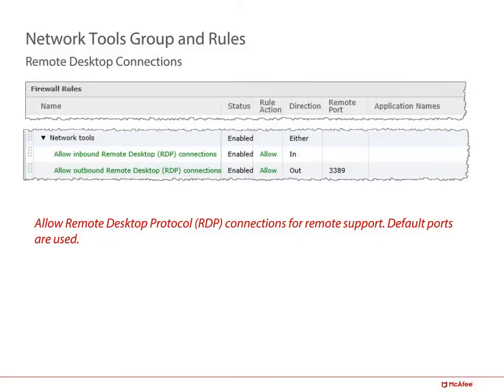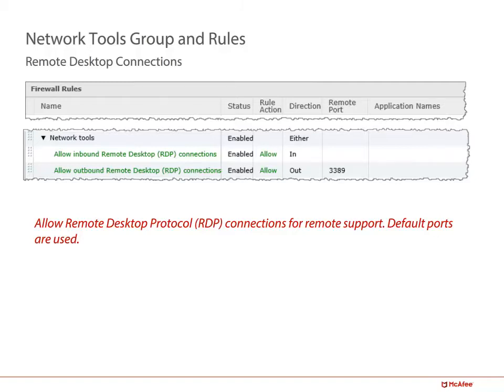We have a network tools group, and the rules that are associated with this allow any remote desktop protocol connections. This is widely used for remote support, so that's why we have this selected so that you can use this RDP traffic. The default port is 3389. Once again, if you're not allowing any remote desktop, you may want to customize these particular rules to block the RDP connections.